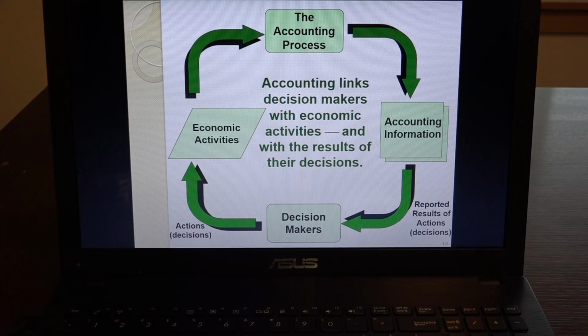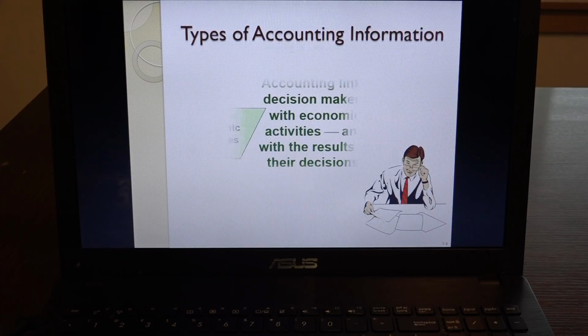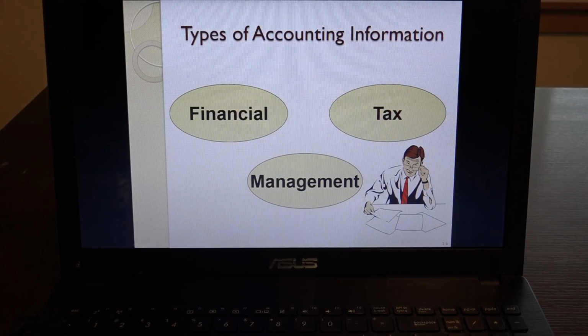So this just shows that link between the use of accounting information by the decision makers and the economic activities that these decision makers decide the company should take. And again, the types of accounting information you have are financial, management, and tax. This is financial accounting, so that's primarily what we're dealing with in this term.